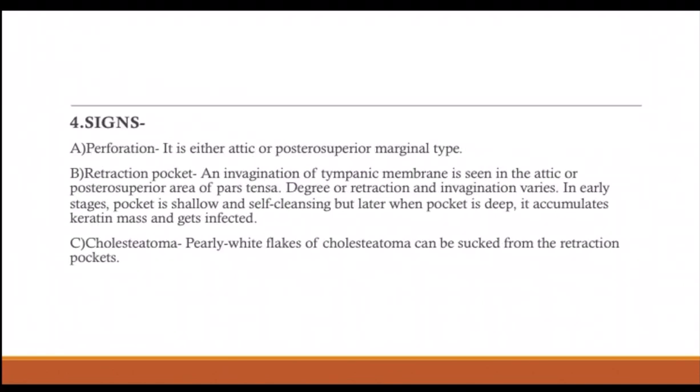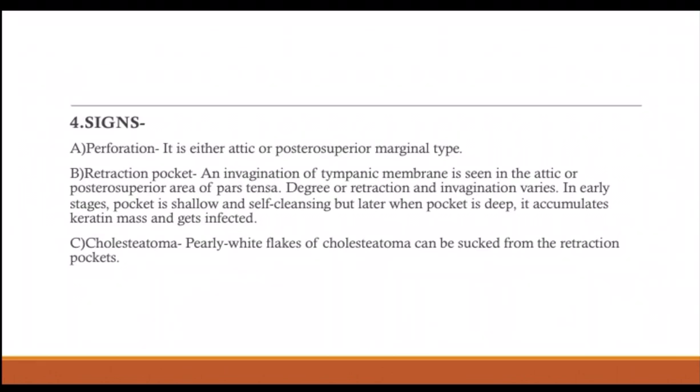Signs. Perforation is either attic or posterior-superior marginal type. Retraction pocket and invagination of tympanic membrane is seen in the attic or posterior-superior area of pars tensa. Degree of retraction and invagination varies. In early stages, the pocket is shallow and self-cleansing, but later when the pocket is deep, it accumulates keratin mass and gets infected.